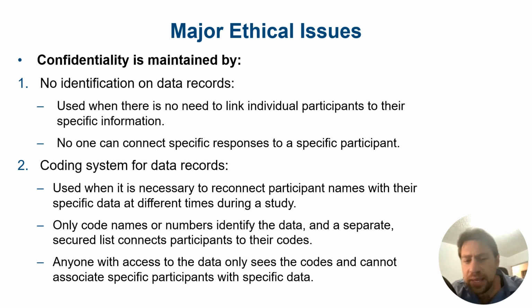Now, another approach is coding systems. And this is when there is some necessity or some reason to link the data with individual people. And so in this case, what you do is you create a code for each participant. So Bob Smith becomes 867013, some random numbers or digits. Okay, that's their code. And then you have a separate secured list that connects people to their codes. But anybody working with the data only sees the code and not the identity of the person.